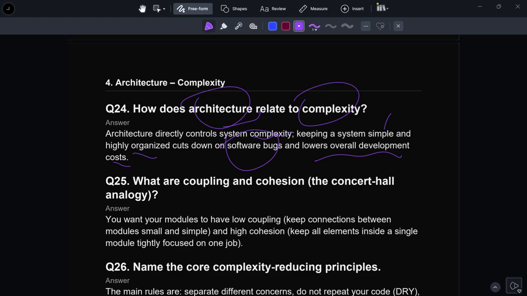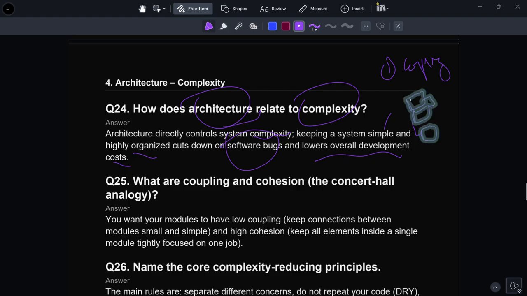Coupling, for example. The first is coupling. With high coupling, every piece of code is tightly glued to every other piece. High coupling means uncontrolled complexity, no architecture. This is not good because it's uncontrolled complexity. There's no architecture here. Controlled complexity, good architecture, means low coupling. Components are independent modules that interact with each other via strict, minimal interfaces.